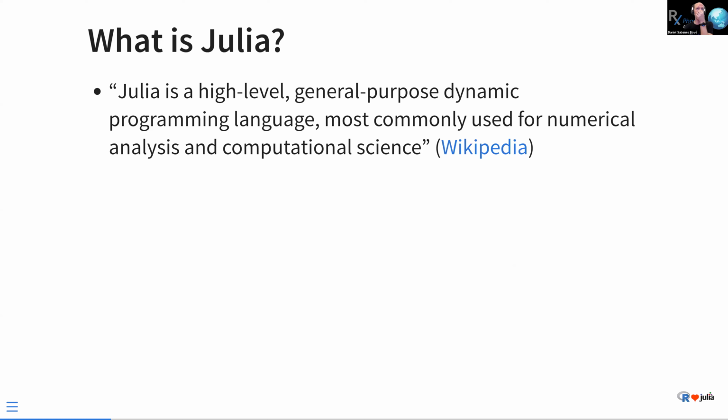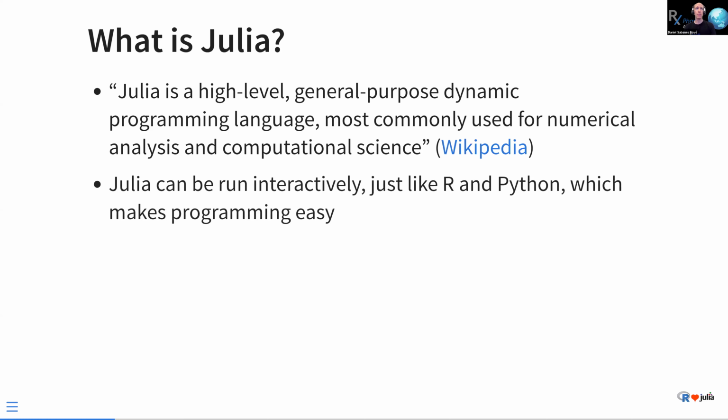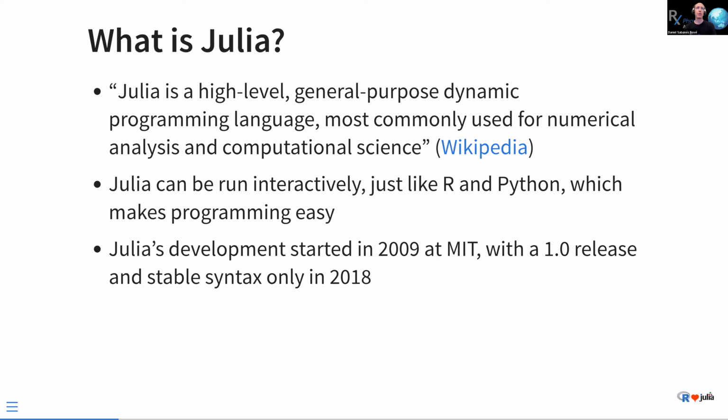So what is Julia? Julia is a high-level general-purpose dynamic programming language, most commonly used for numerical analysis and computational science. That's the Wikipedia summary. Importantly, Julia can be run interactively, just like R and Python. That makes programming feel very familiar and relatively easy. It's a pretty new programming language. The development started only in 2009, so that's 15 years ago at MIT. And the 1.0 release and stable syntax only came out in 2018, so 6 years ago.